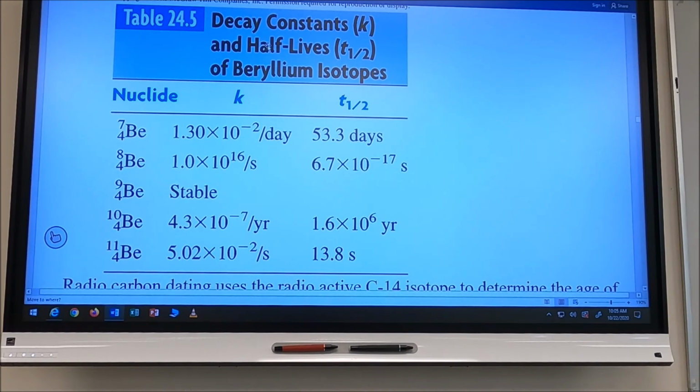So here's some examples for beryllium isotopes. You can see that they can have half-lives of fractions of a second up to thousands of years, depending on what the isotope is. Okay?